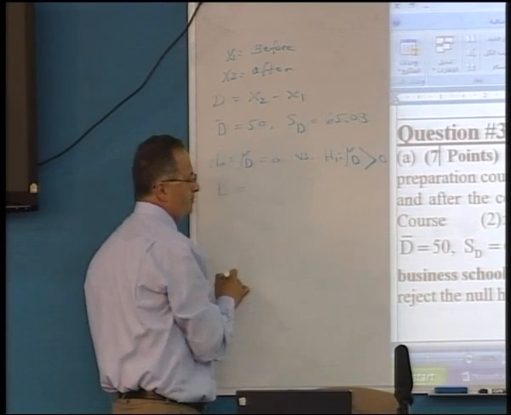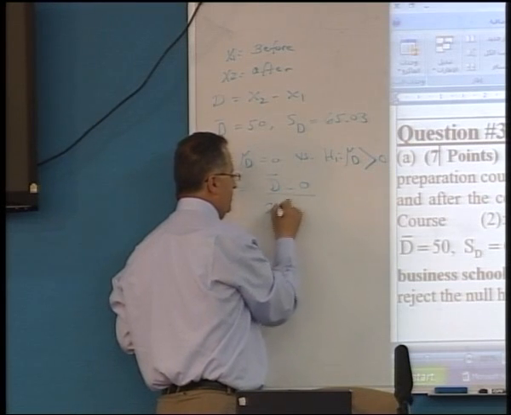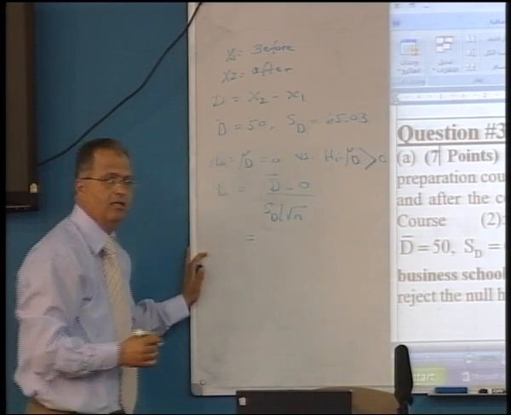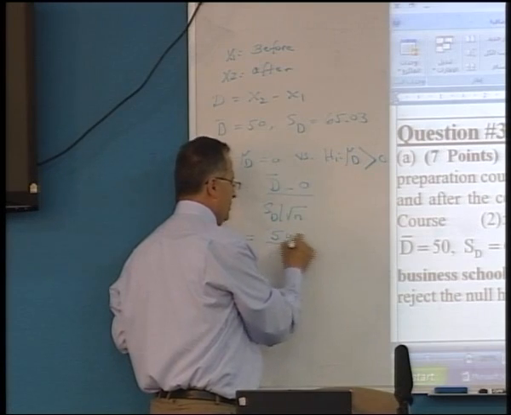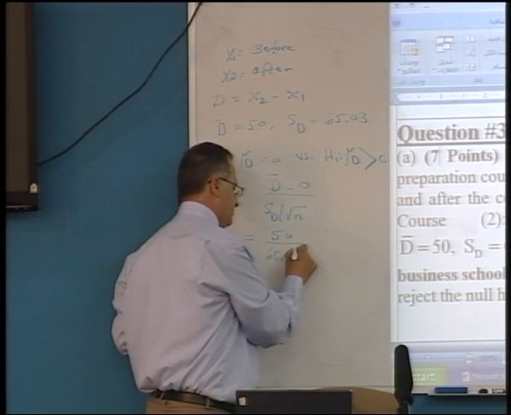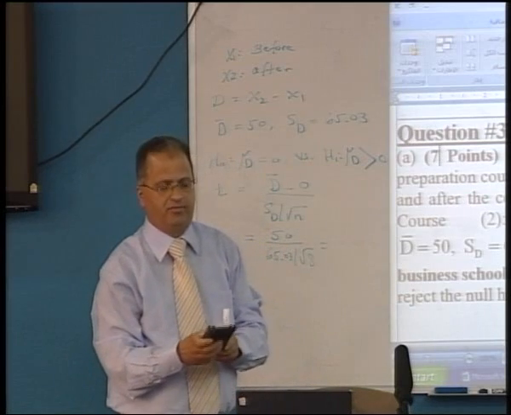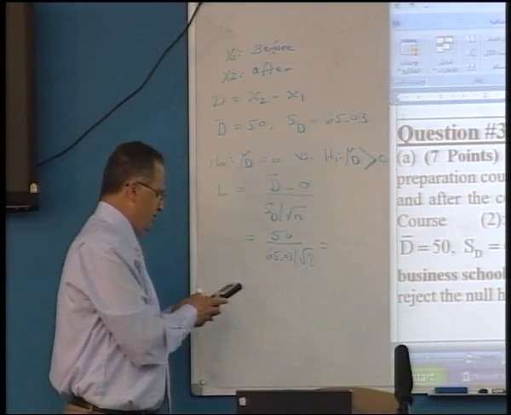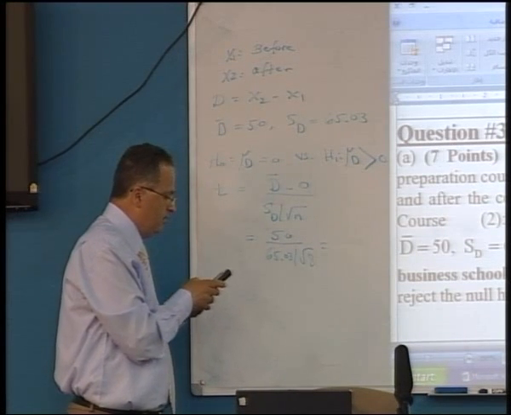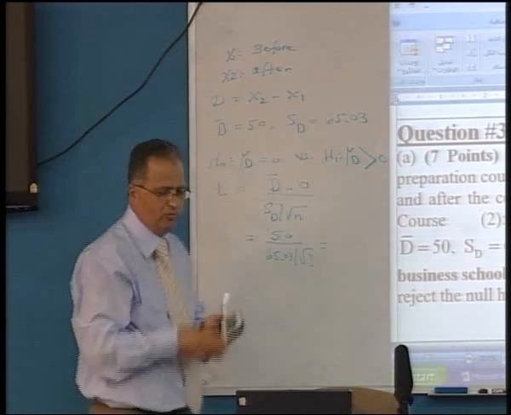T is D bar minus 0 divided by SD over square root of n. D bar is 50 divided by 65 divided by square root of 8. So 50 divided by... square root of 8, 2.17.